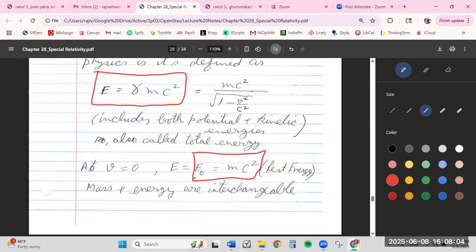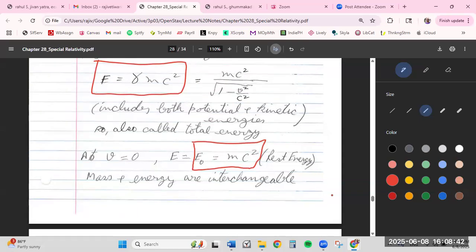Now, one outcome of this equation is that energy and mass now become interchangeable. If you have an object of mass m, which is at rest, then even though it's not moving, it still has a certain amount of energy given by the mass times the square of the speed of light. So mass can be converted into energy, and energy can be converted into mass in accordance with this equation. So mass and energy are interchangeable.